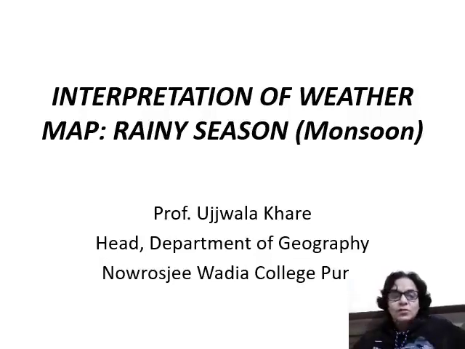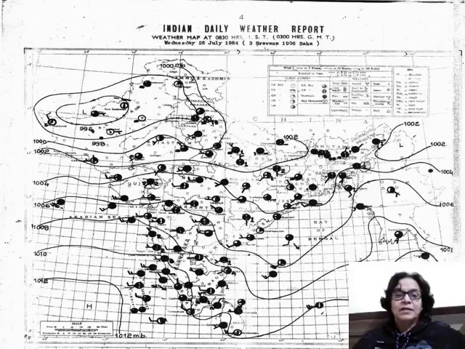Good morning, students. We'll be studying the interpretation of a weather map of the rainy season. The monsoon season prevails over India from June to September, and today we have taken a representative map of July. So here we can see this map is based on weather observations taken on 28th of July at 8:30 hours and 3 hours GMT.